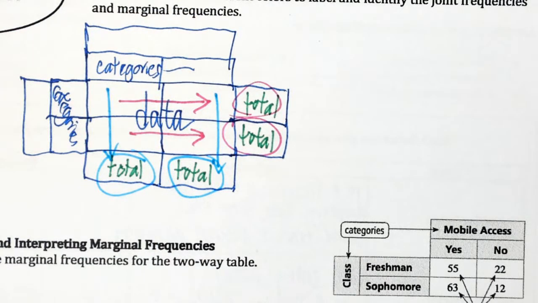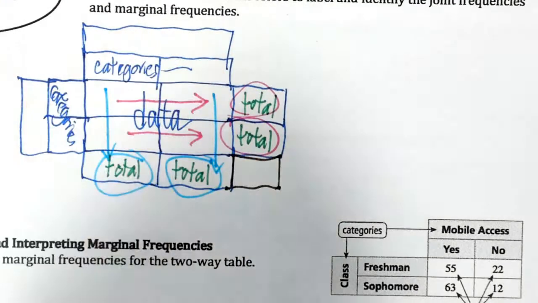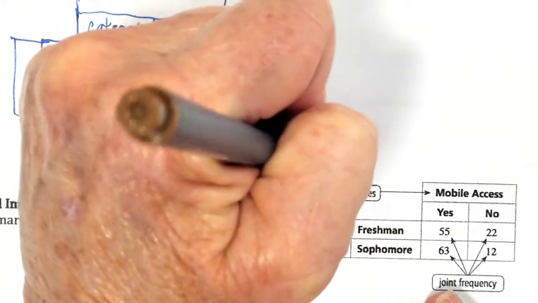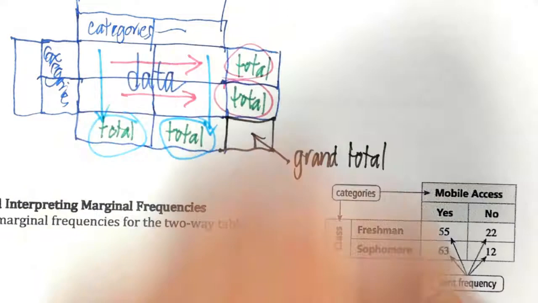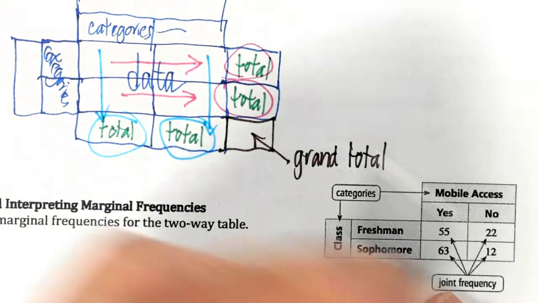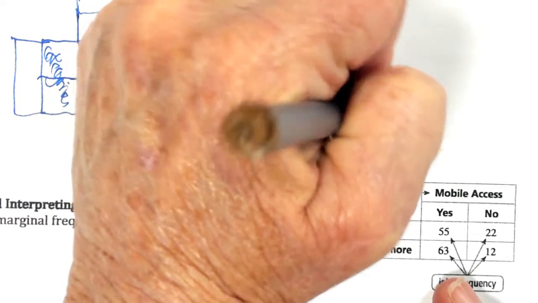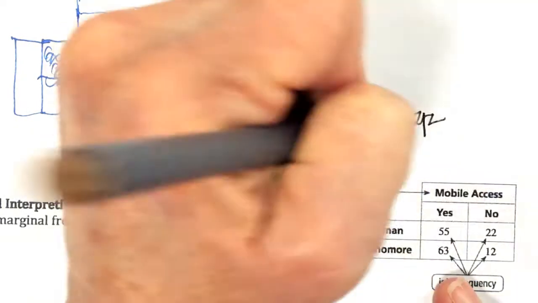And the last piece that I want to add to this table, which is important, and it's going to be important later on in our lesson, is this square right there. So this square is my grand total. And what this represents is the total number of people in my survey.